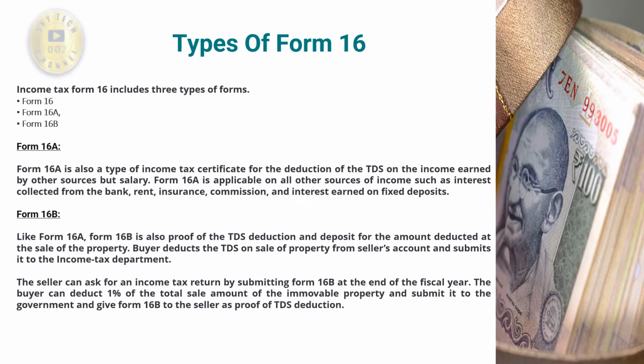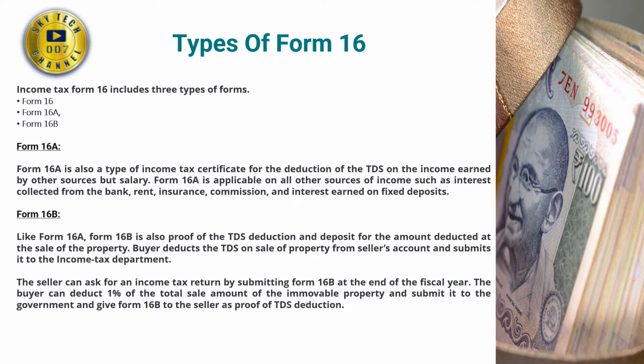Income tax Form 16 includes three types of forms: Form 16, Form 16A, Form 16B. Let's know about Form 16A. Form 16A is also a type of income tax certificate for the deduction of TDS on income earned from sources other than salary. Form 16A is applicable on all other sources of income such as interest collected from the bank, rent, insurance commission, and interest earned on fixed deposits.